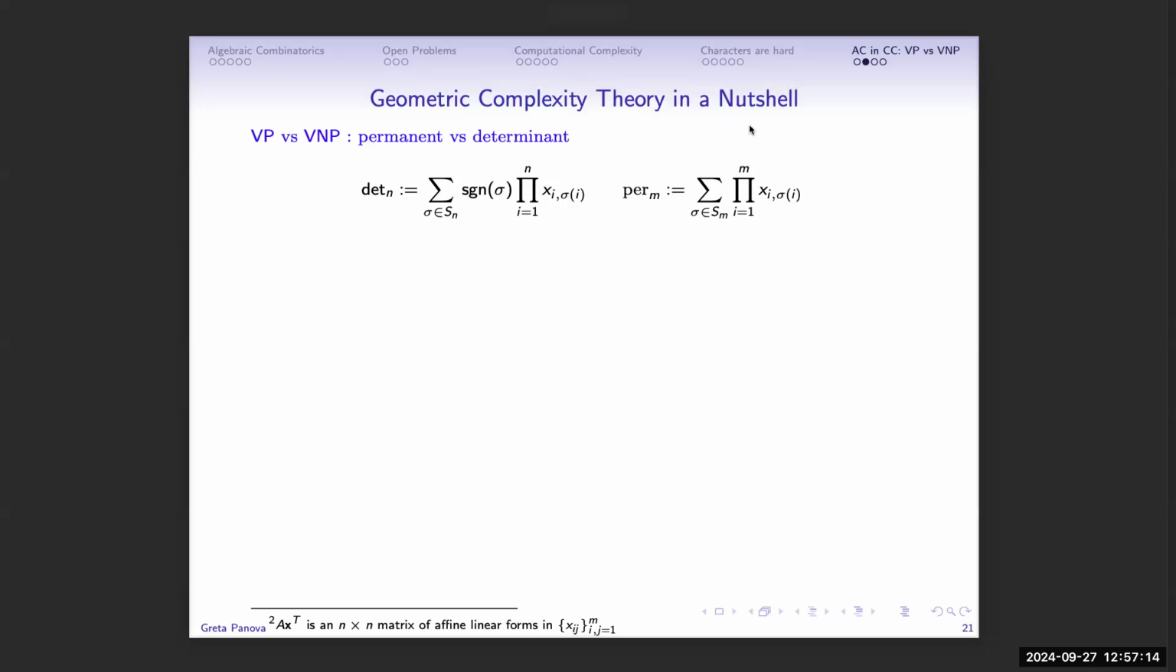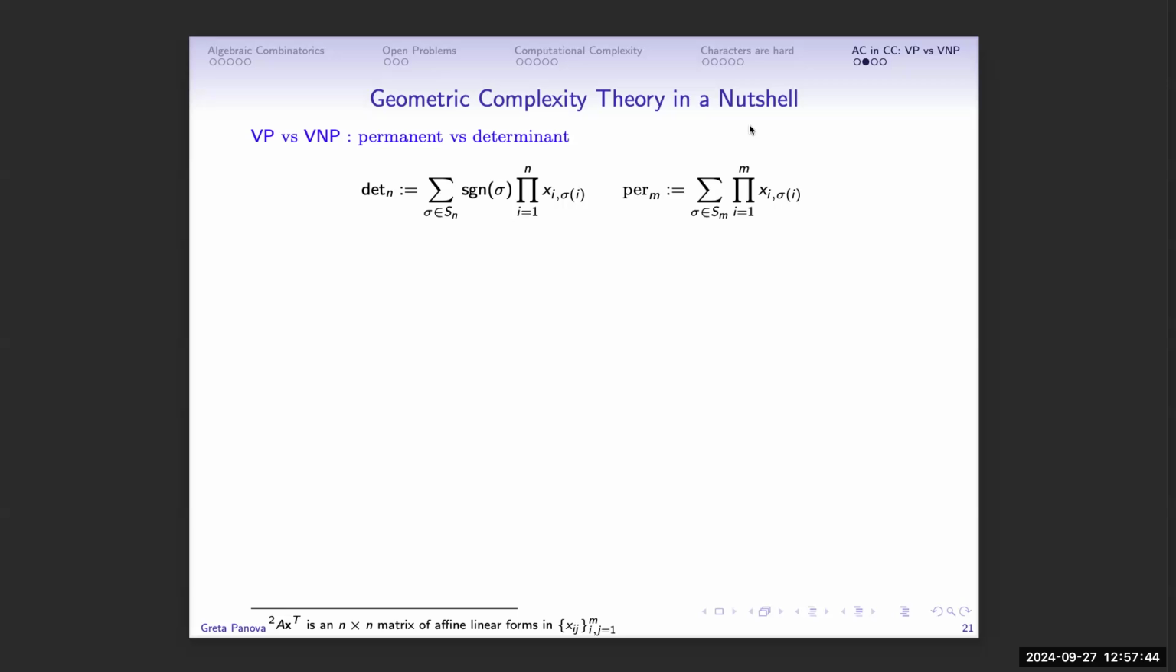So how do we treat this? As with any other complexity theoretic problem, you have complete problems, and you want to show that a complete problem is not in the smaller class, and that would separate them. And what are the problems in this algebraic complexity? There are two polynomials in particular we want to distinguish: permanent and determinant.